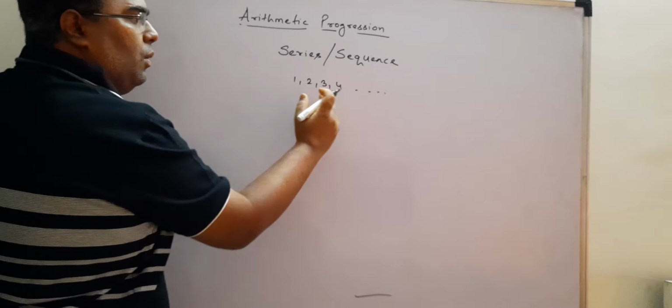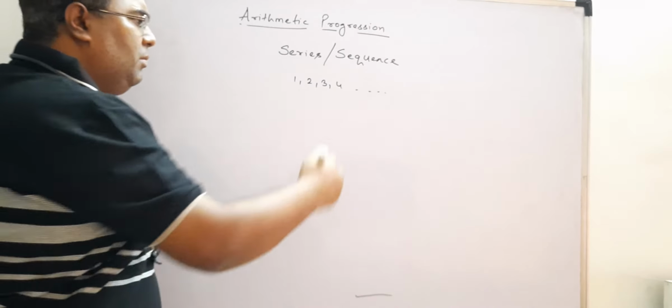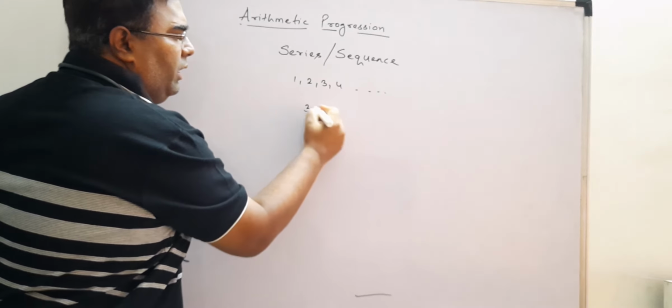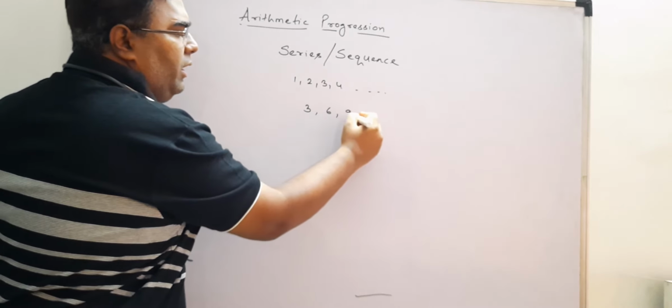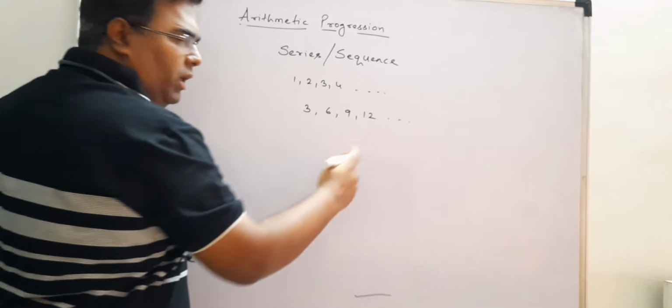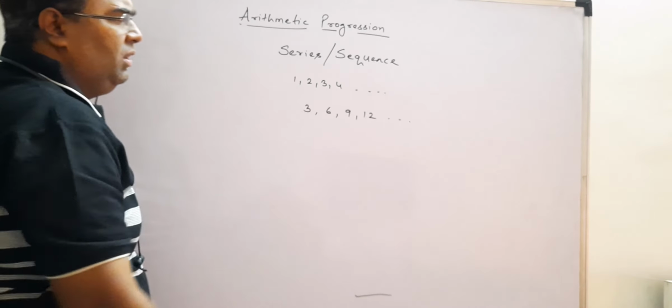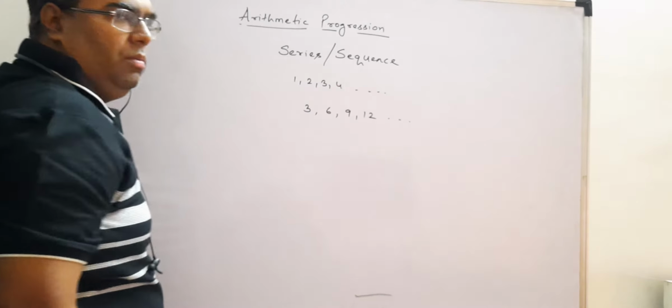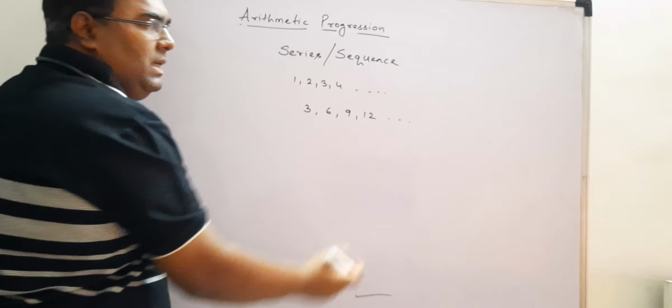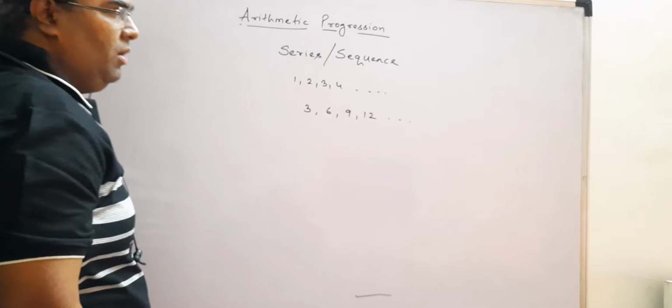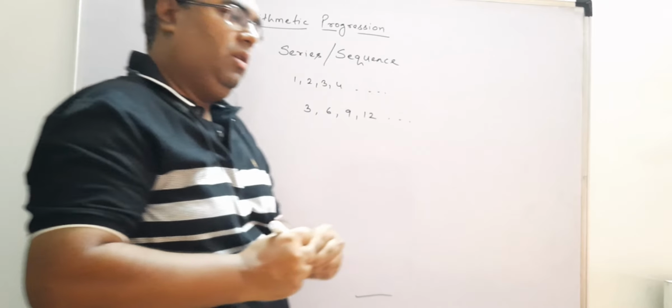So we can guess what is the next number, right? Similarly, you can have 3, 6, 9, 12. You can guess what is the fifth term because it is all multiples of 3. Or all natural numbers. So this is known as a series or a sequence. So what is arithmetic progression?